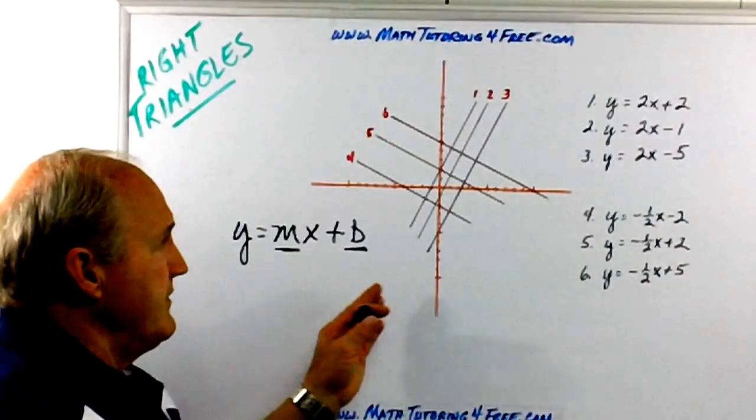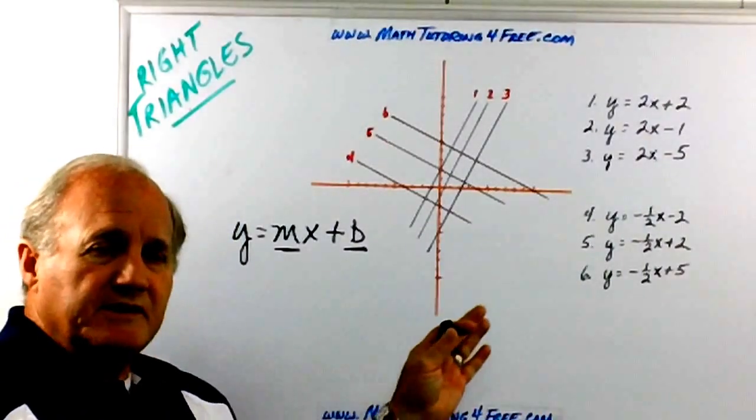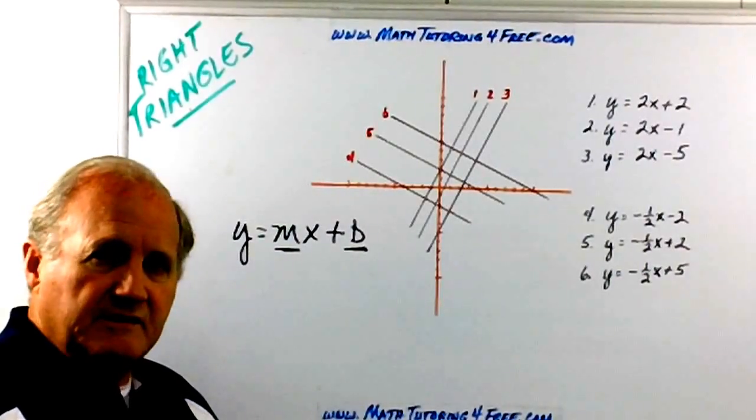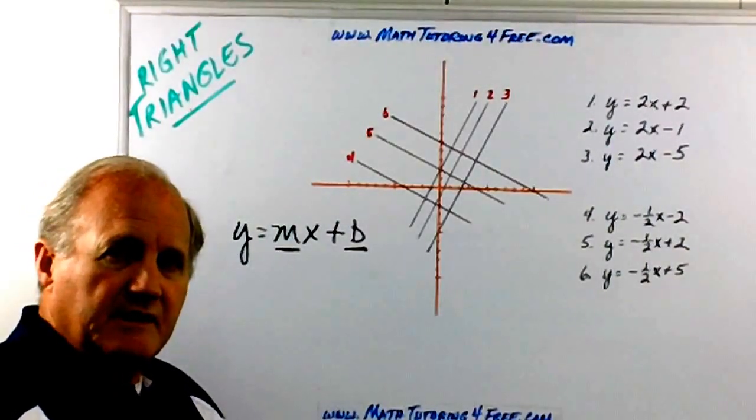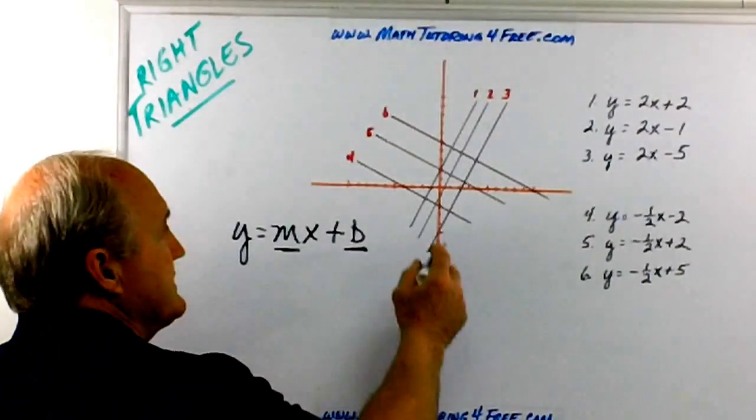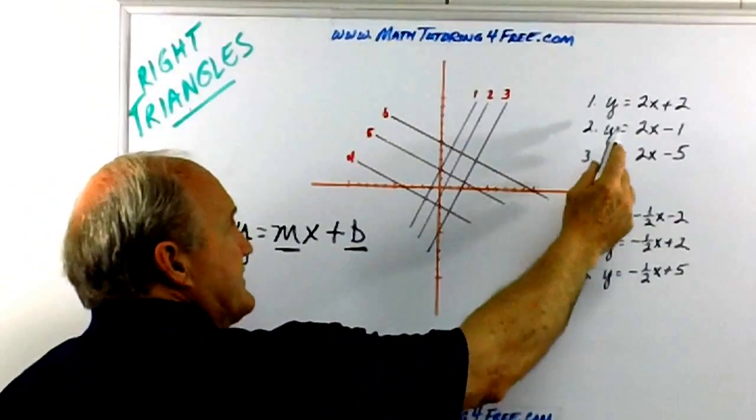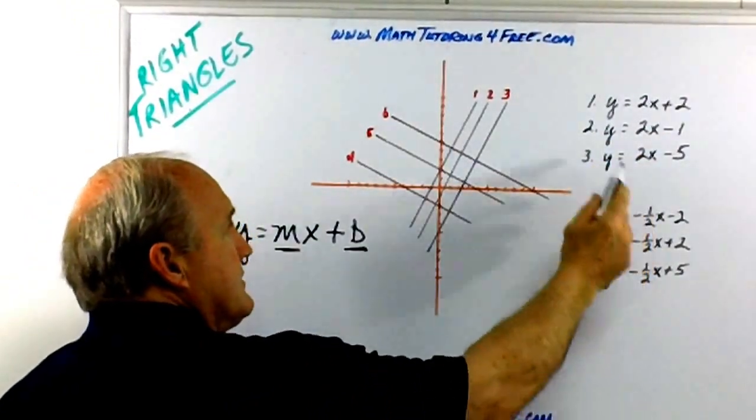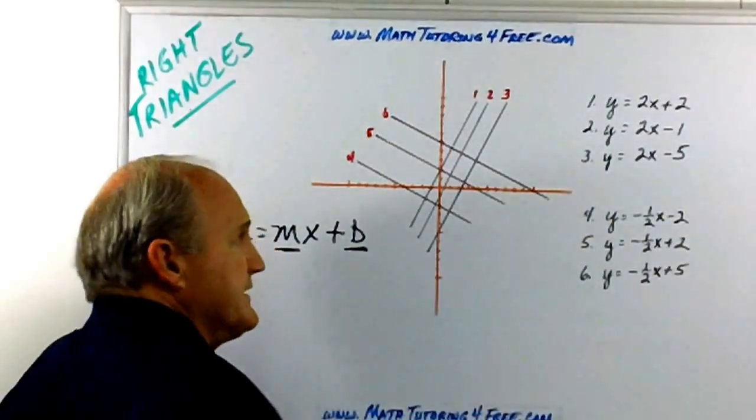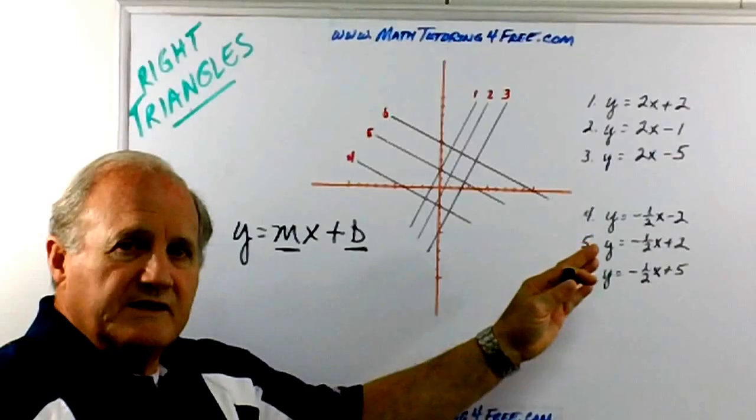And if you recall also, a line perpendicular to a given line, the slope changed how? Well, the slope became the negative inverse. So let's look first at equations 1, 2, and 3. y is equal to 2x plus 2, y is equal to 2x minus 1, y is equal to 2x minus 5. What determines that those lines are parallel?